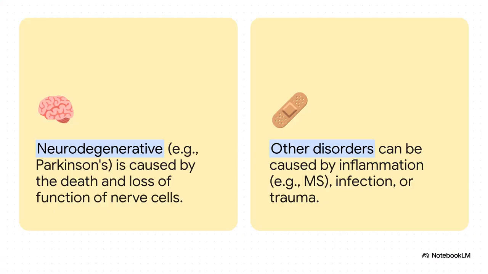So, Parkinson's is what we call a neurodegenerative disorder. This means its symptoms are directly driven by the progressive death and dysfunction of nerve cells. This is a really important distinction from other neurological problems like, say, multiple sclerosis, which is caused by inflammation or damage from an infection or an injury. In neurodegeneration, the brain tissue itself is slowly and, unfortunately, irreversibly lost over a long period of time.